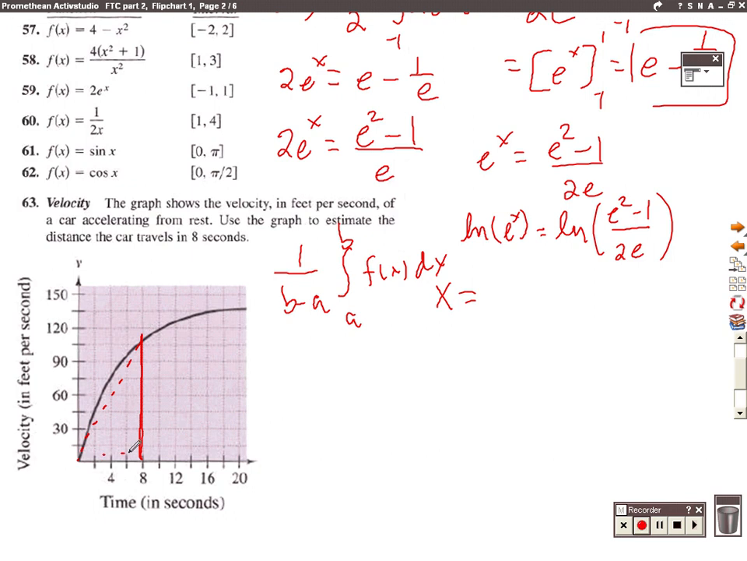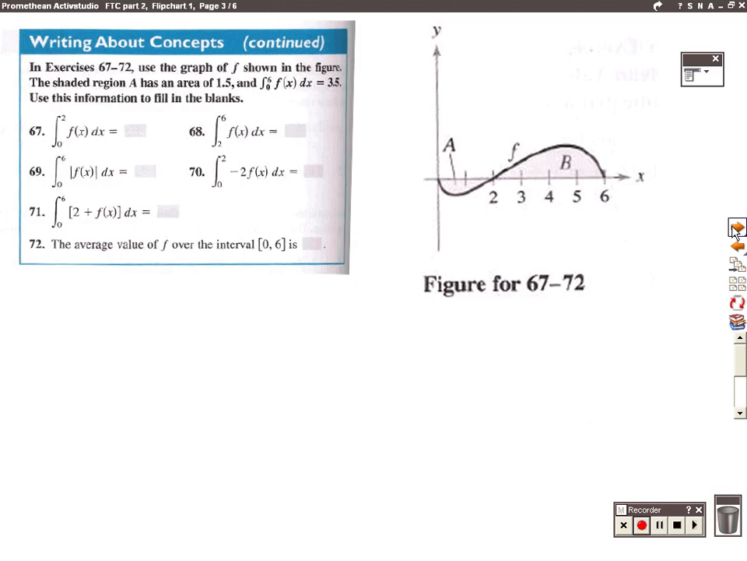1, 2, 3, 4, 5, 6, 7, 8, 9, 10, 11, almost 12, 13, 14. You could count the blocks and figure out, in this case, that one block is 2 units by 15 units. So you could count your blocks and multiply by 30. You could use geometry. You could use Riemann sums. Lots of ways you could estimate that total distance traveled. All right, let's look at this one.